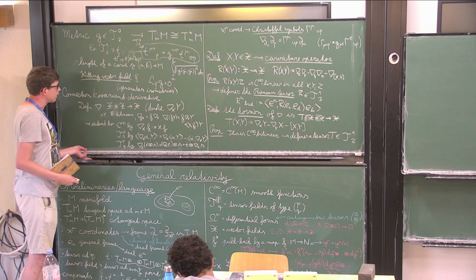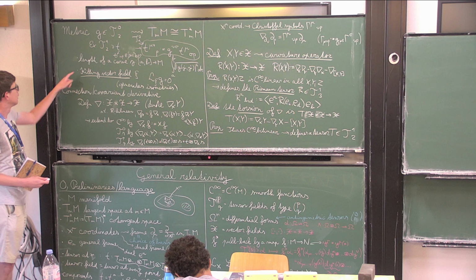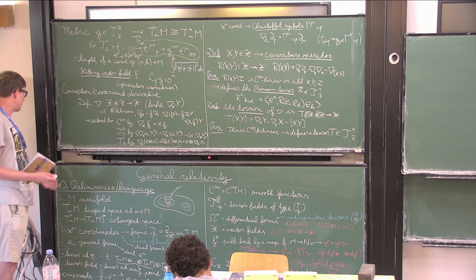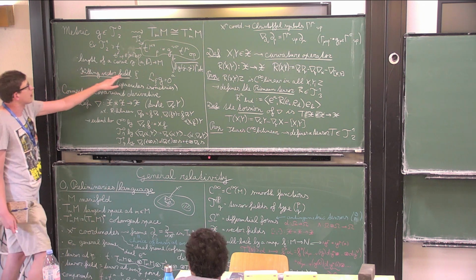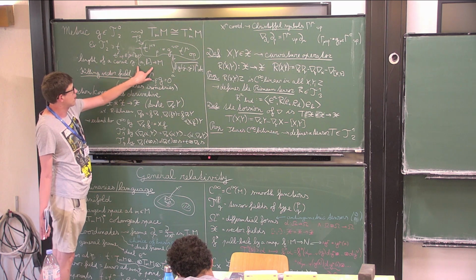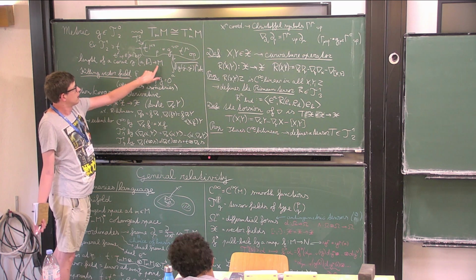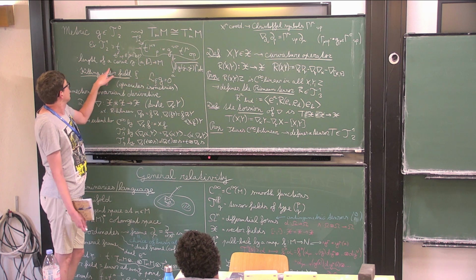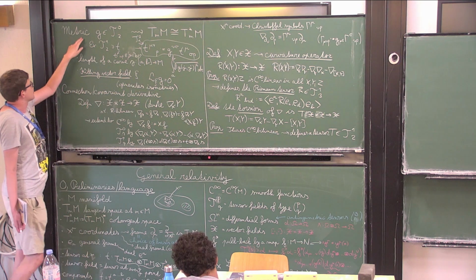Other things that you can do with the metric. You can calculate lengths and areas and volumes and whatever. So for instance, if you have a curve, so curve for us will be just a map from some interval into M. Then you can calculate the length of it simply by using the metric at every point.